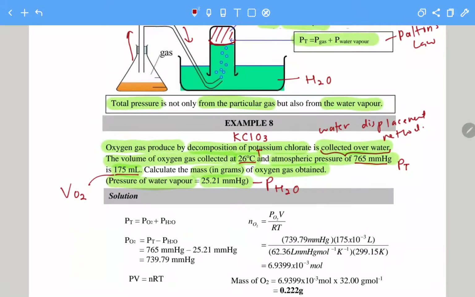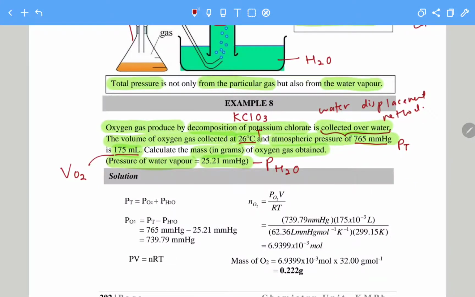Okay, so what we need to do is, before we calculate the mass of oxygen gas obtained, we have to calculate first the partial pressure of the oxygen gas collected. Okay, so teacher labels this as step 1.